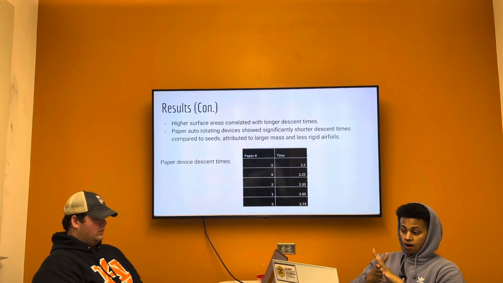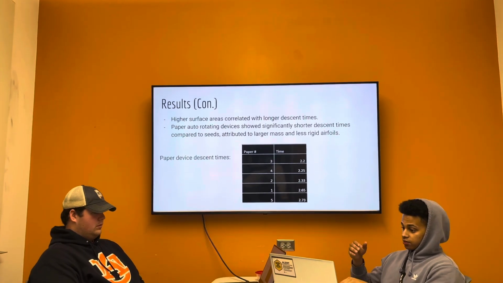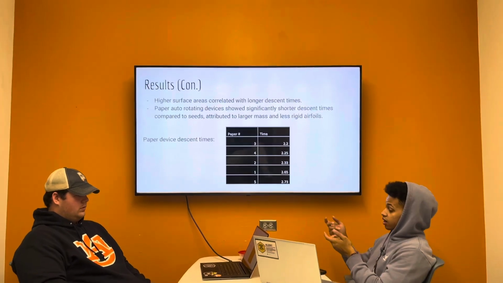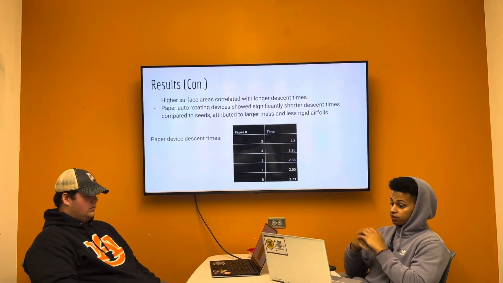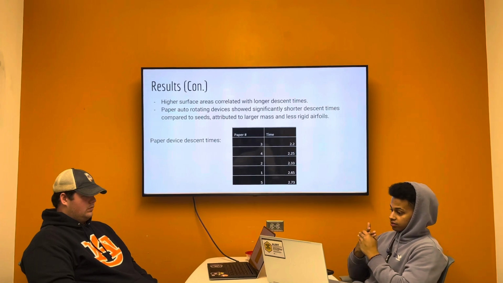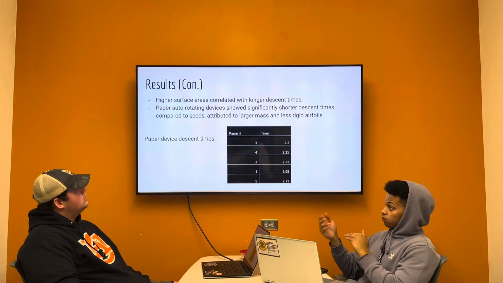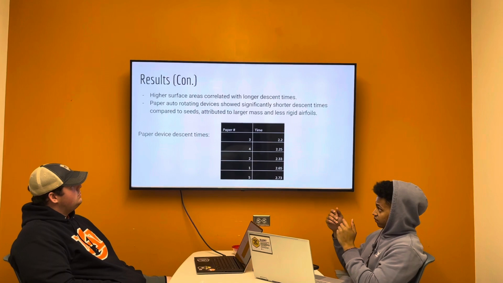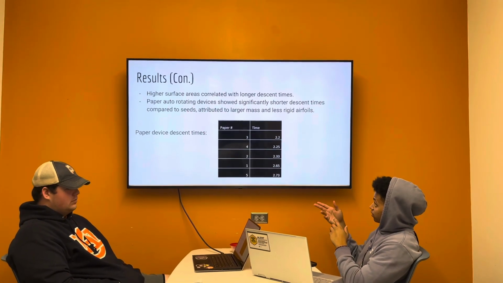After testing the paper auto-rotating device that Wesley showed you earlier, we compared the times to those of the seeds. The paper devices were found to have much slower times of descent, roughly 1/3 to 1/4 of those of the seeds. And then we determined that it was due to the larger mass and less rigid airfoils on the seeds themselves. The table with the descent times of the paper auto-rotating device is shown here. And as you can see, the times are a lot different from the actual seeds themselves, and the results also vary.